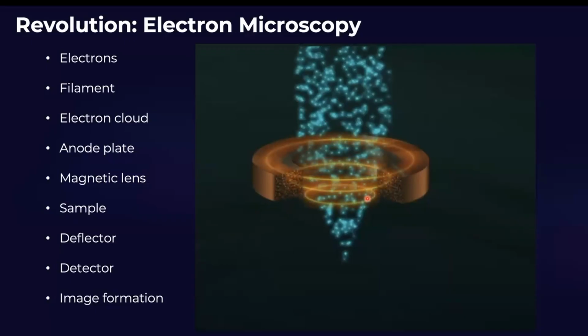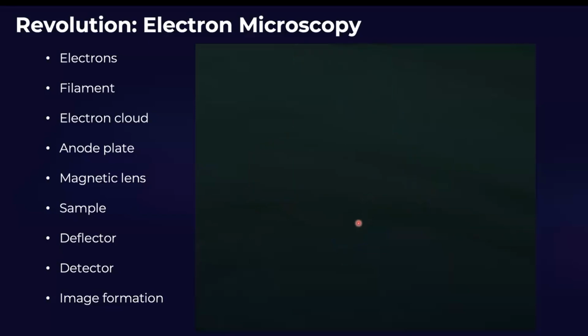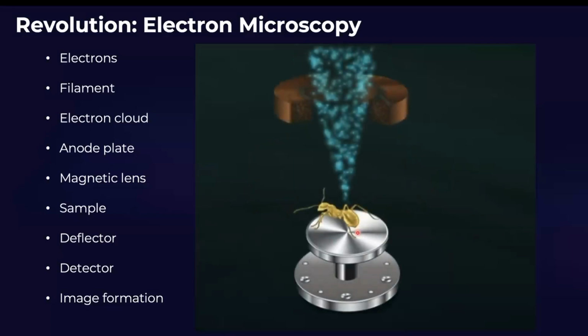They do the same function as simple glass lenses. Now, once you have the beam of electrons guided through the lenses, then you have your sample. This is shown here for a scanning electron microscope. We will look at it more carefully soon.